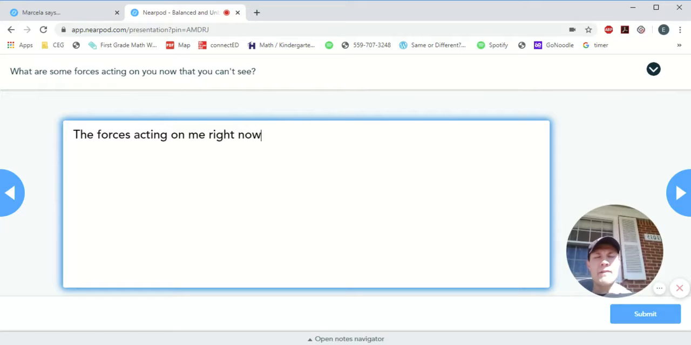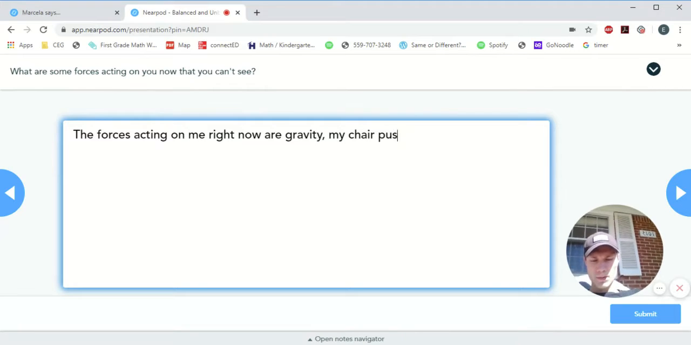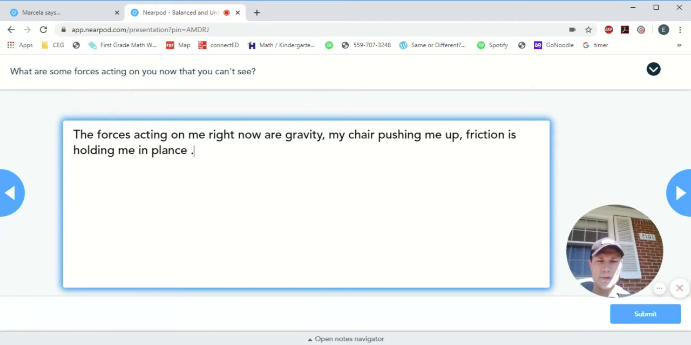Well, I'm not floating off in space, so something's holding me down to Earth, pulling me towards the center. Oh yeah, gravity. But I'm not sinking to the center of the Earth. Something's holding me up. What could that be? Oh, my chair. My chair's pushing me up. The particles are holding me up. What else? Well, I'm not sliding all over the place, so there must be some friction holding me in place. And you might have been able to think of some more.